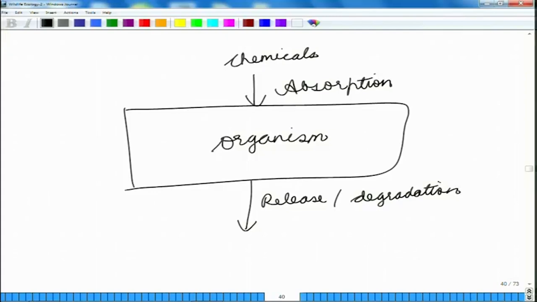Now, they are getting released because they are getting processed by the livers or the kidneys of the organism, and these are actively being thrown out of the body because these are not good chemicals for the body. So, the body is trying to throw them out. Now, if the rate of absorption is greater than the rate at which these chemicals are getting out of the body, then we will say that there is some amount of accumulation in the body.